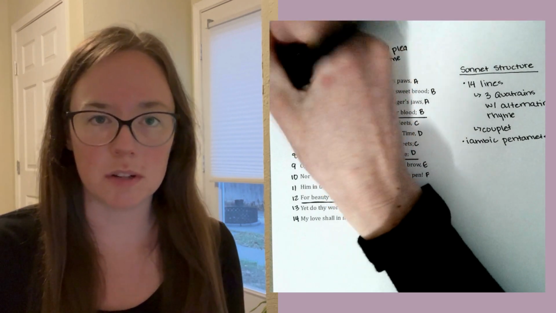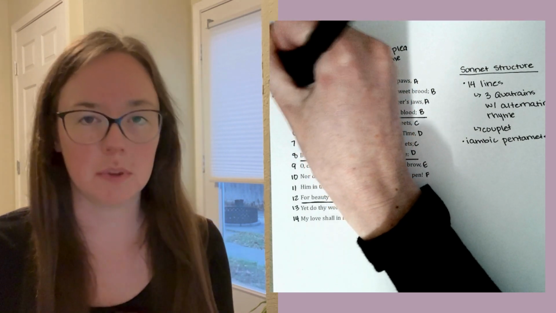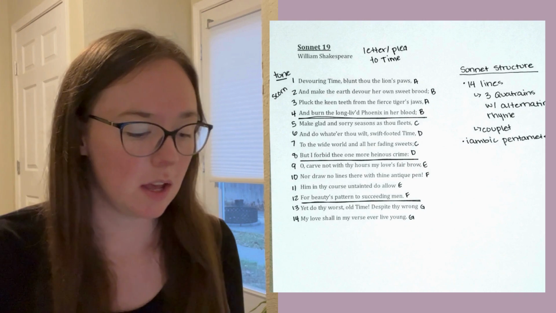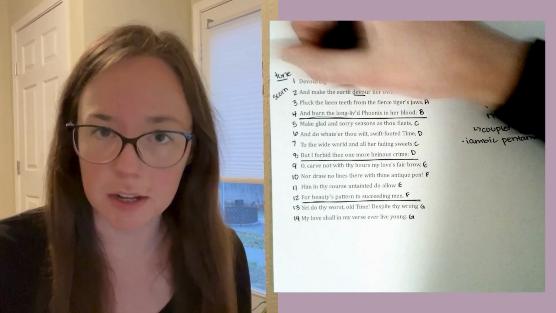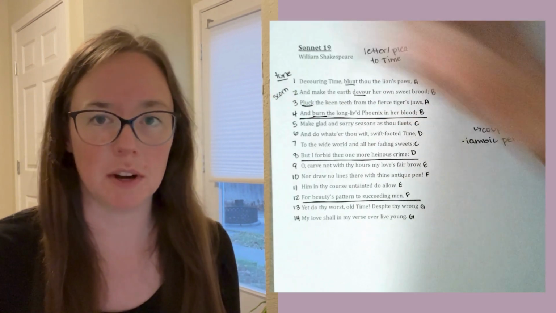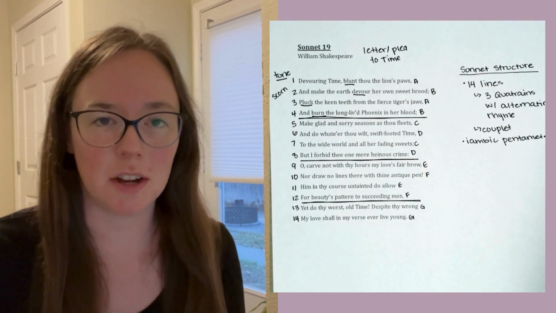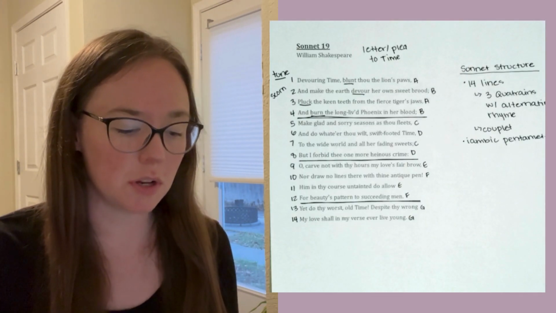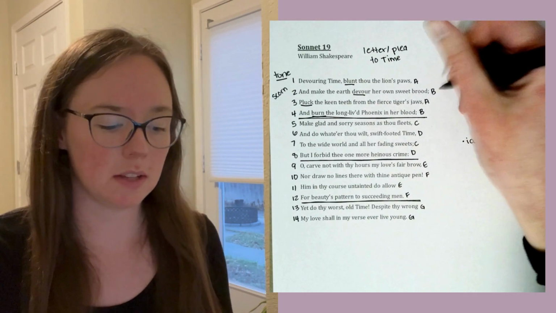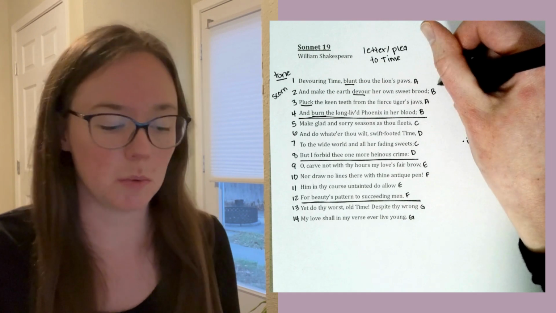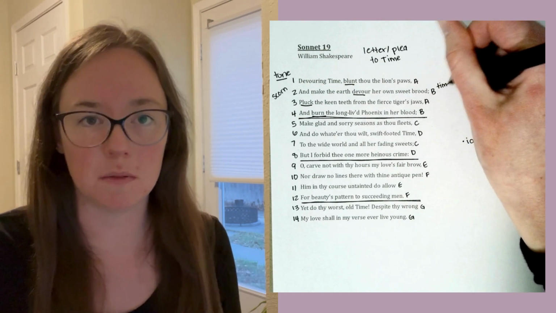He says words like devouring time to describe time itself. And then he uses verbs like blunt, devour, pluck, and burn. And all of those have an almost violent connotation, which shows that he is unhappy with time and the way that time is devouring her own sweet brood, or causing the earth to devour her own sweet brood.